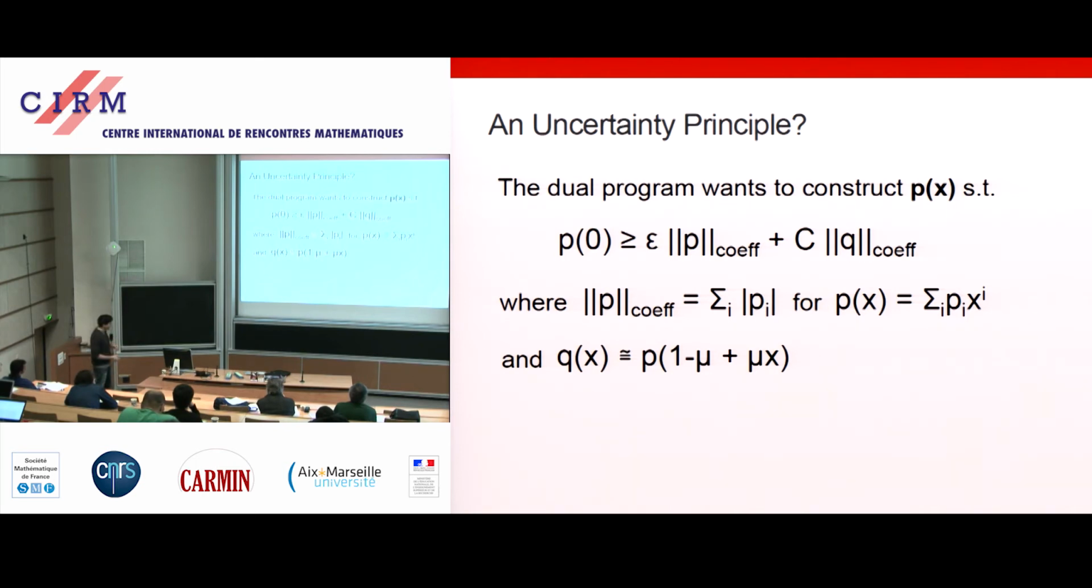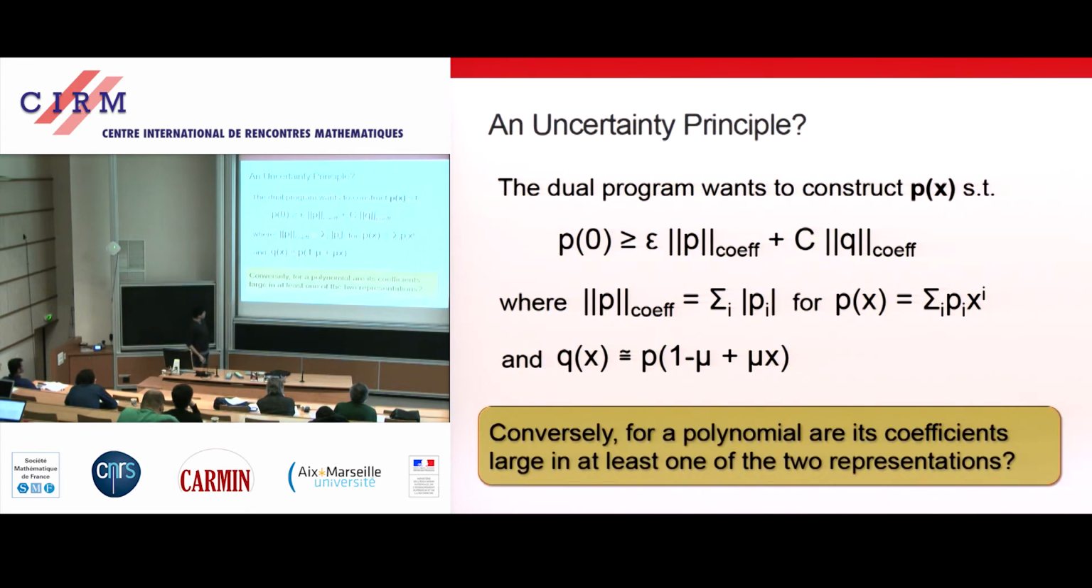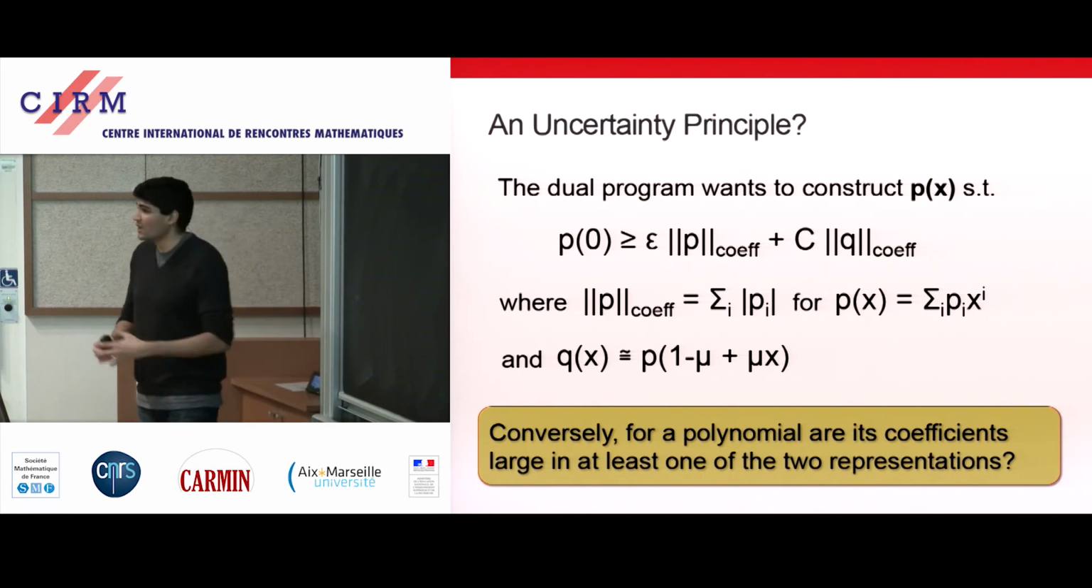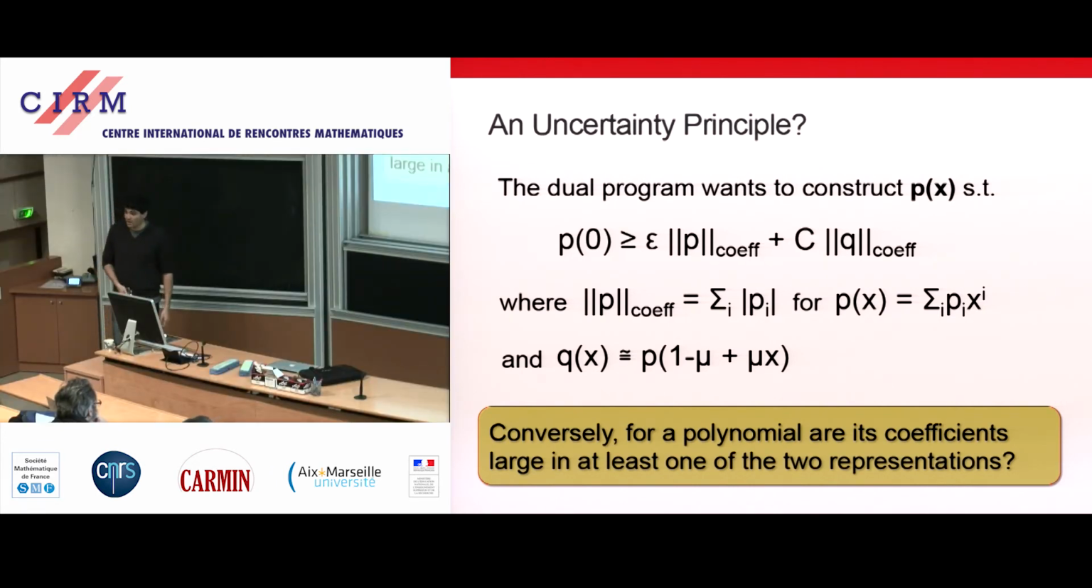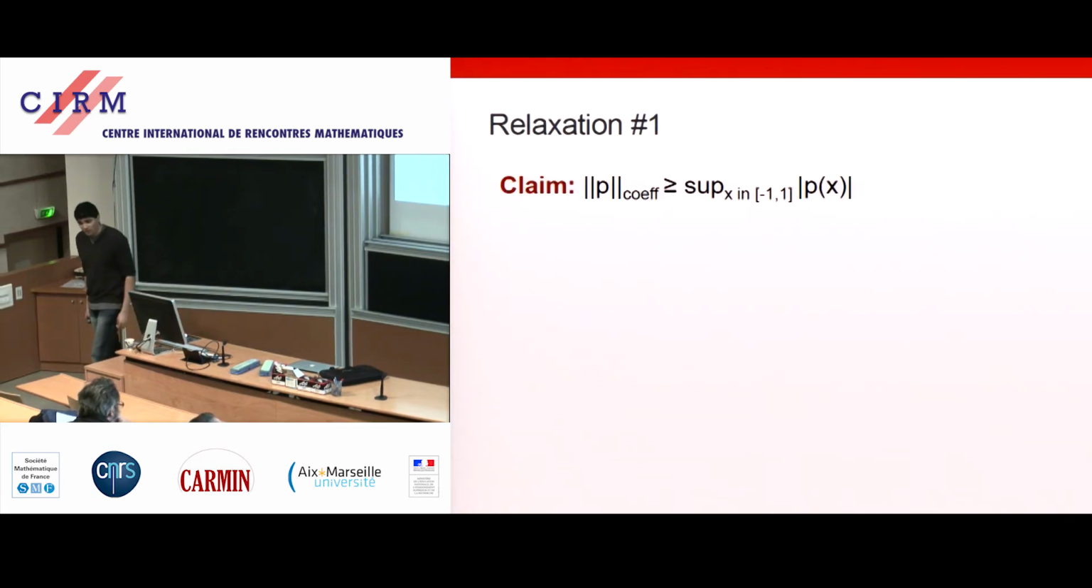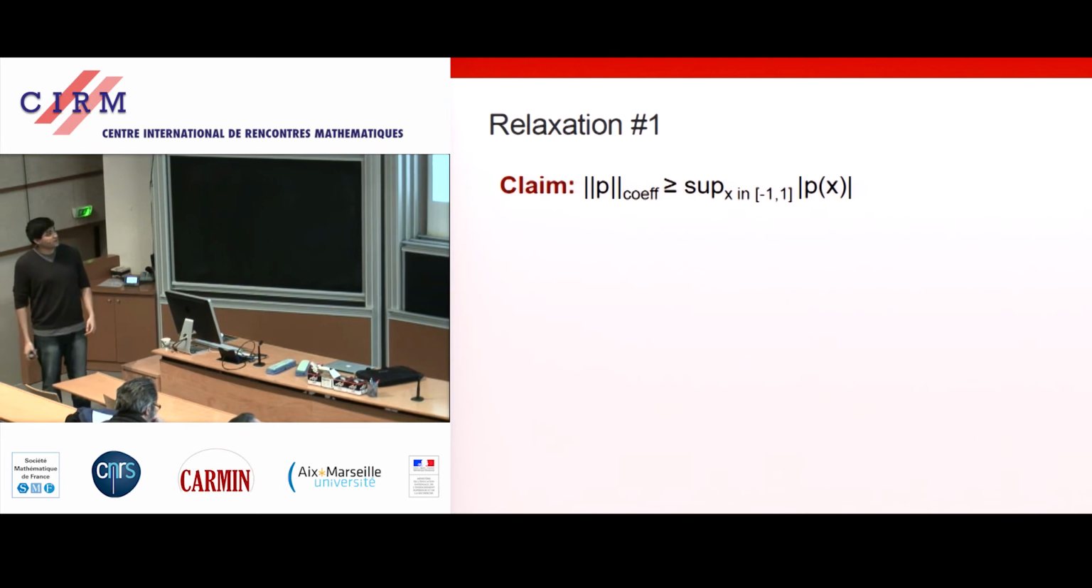And this is sort of the nature of the information theoretic question going on underneath, but this is really what I want to focus on. For a polynomial, are its coefficients large in at least one of the two representations? And this I'm going to prove for you. So let me tell you a story about how you get to this.